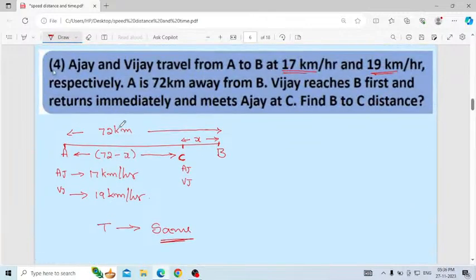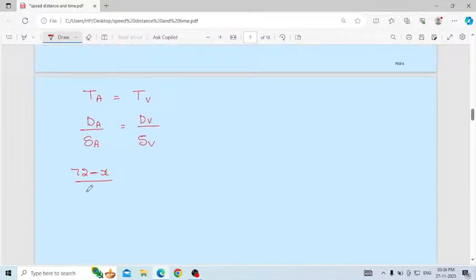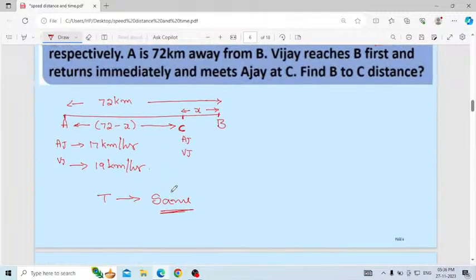See, Ajay covers the distance 72 minus x at a speed of 17 kilometer per hour. The distance of Vijay will be full: from A to B he travels 72, then he comes back, that is x, and meets at the point C. So the total distance for Vijay is 72 plus x, at 19 kilometer per hour.